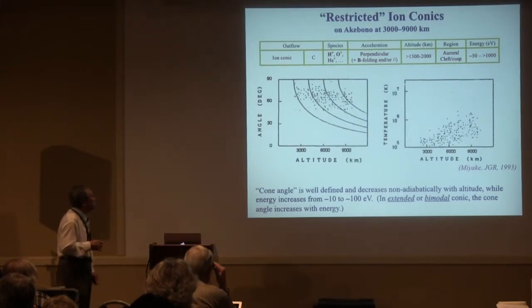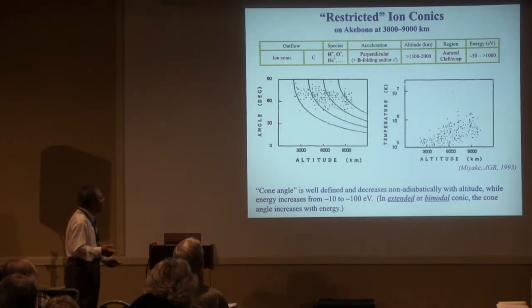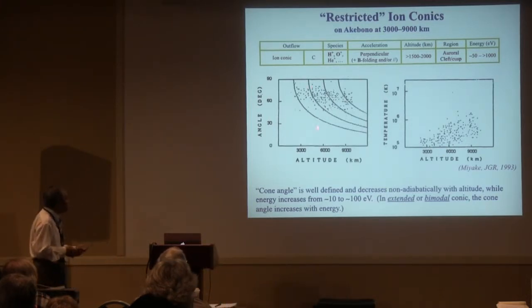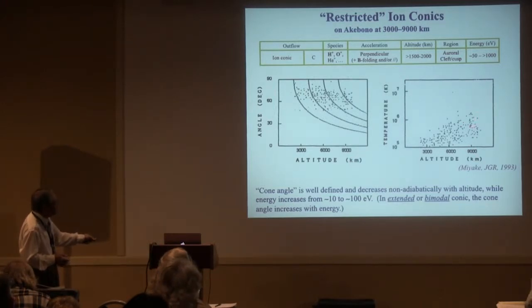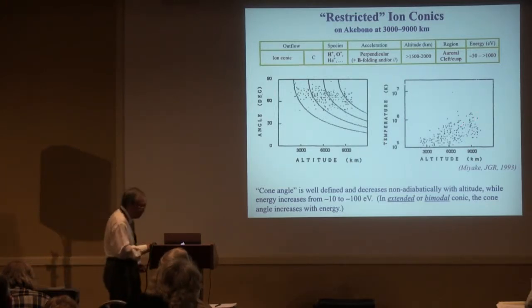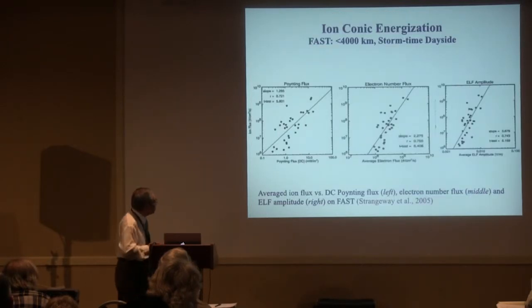Moving out quickly to the energetic, the superthermal components. This is to show that in the case of ion conics, one type, namely restricted ion conics, typically start off at 3,000 kilometers and become energized up to about 100 eV by the time they get to about 9,000 kilometers. This is from Akebono data from Iyaki and co-workers.